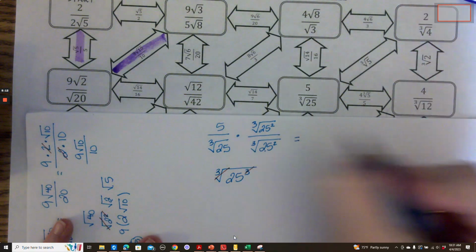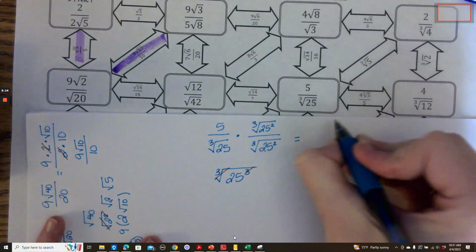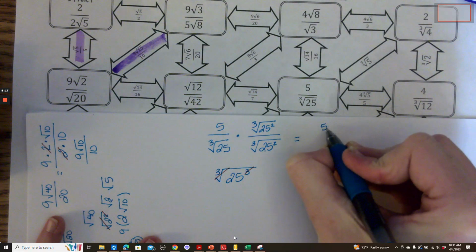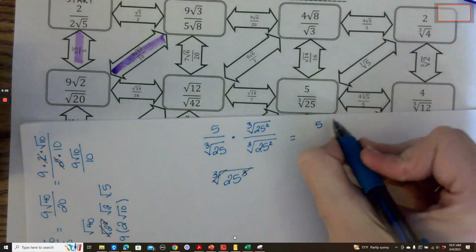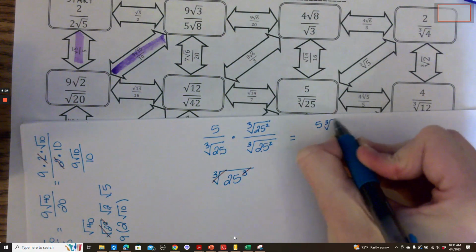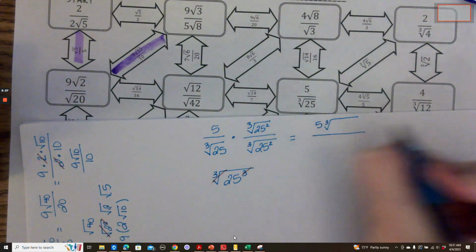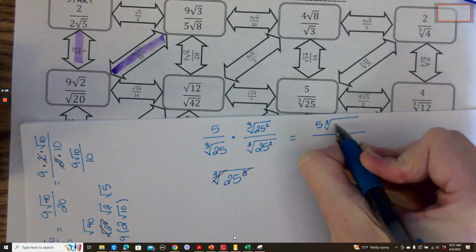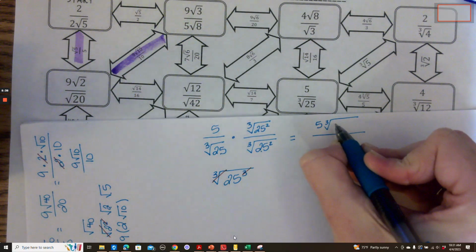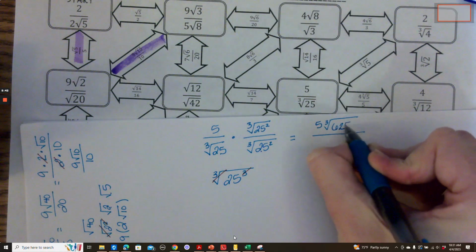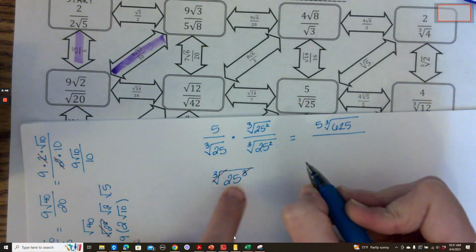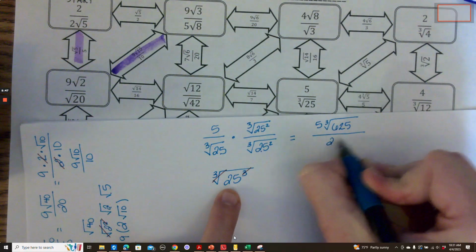So I have 5. And then what's 25 squared? Somebody do it for me really quick. I can't do that in my head. You got a calculator in front of you. 625. All right, and then we canceled this out, so I've got a 25.